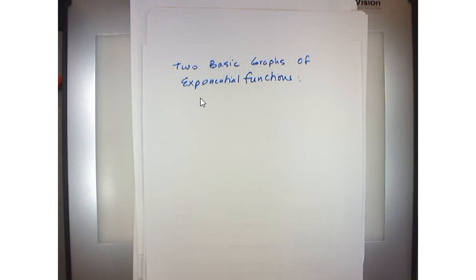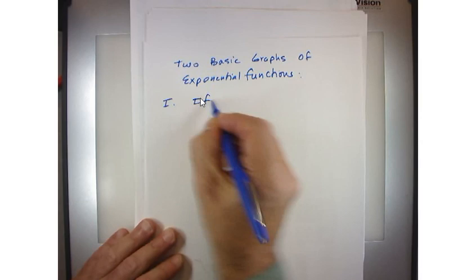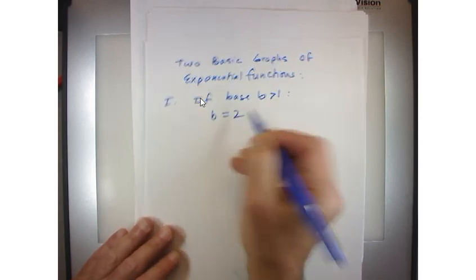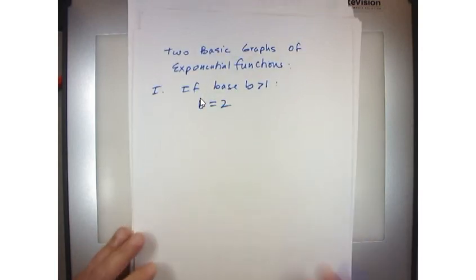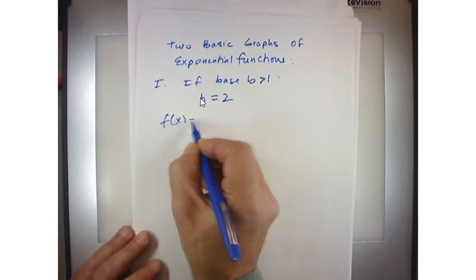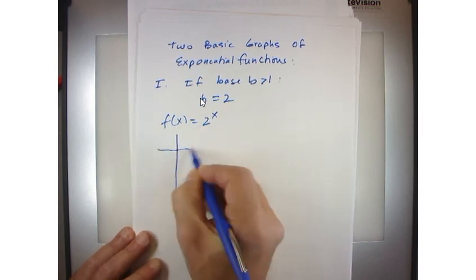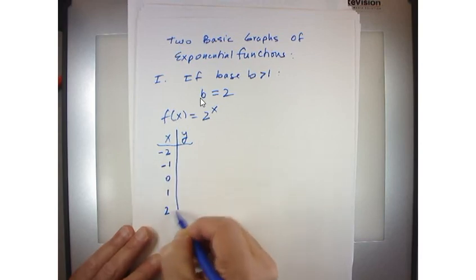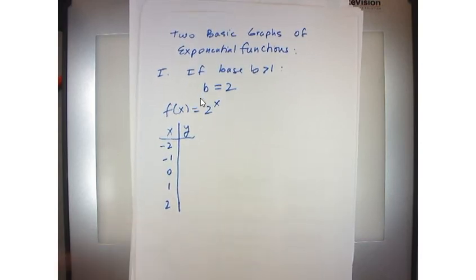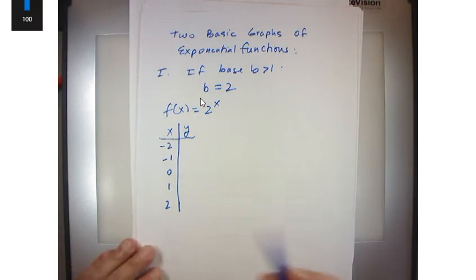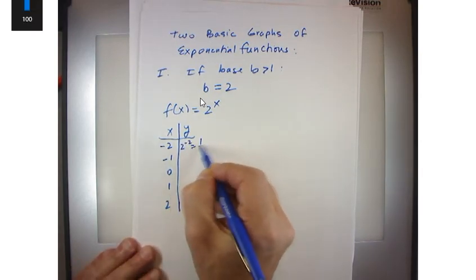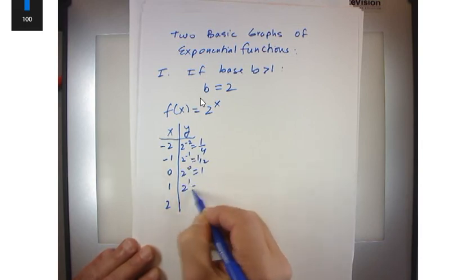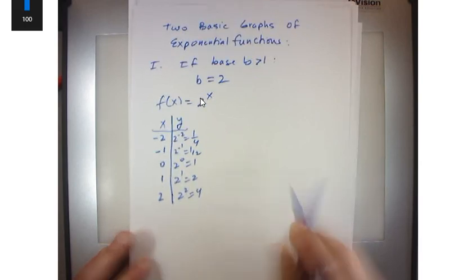So in the first case scenario, if the base is greater than 1, we'll just pick the easiest number greater than 1, which is 2. So f of x would be 2 to the x. To graph anything, we make a t-chart. We pick a couple of negative values as we always do, and a couple of positives, and of course 0. We always want to include 0 in there. So 2 to the negative 2 is 1 over 4. 2 to the negative 1 is 1/2. 2 to the 0 is 1. 2 to the 1 is 2. And 2 squared is 4.